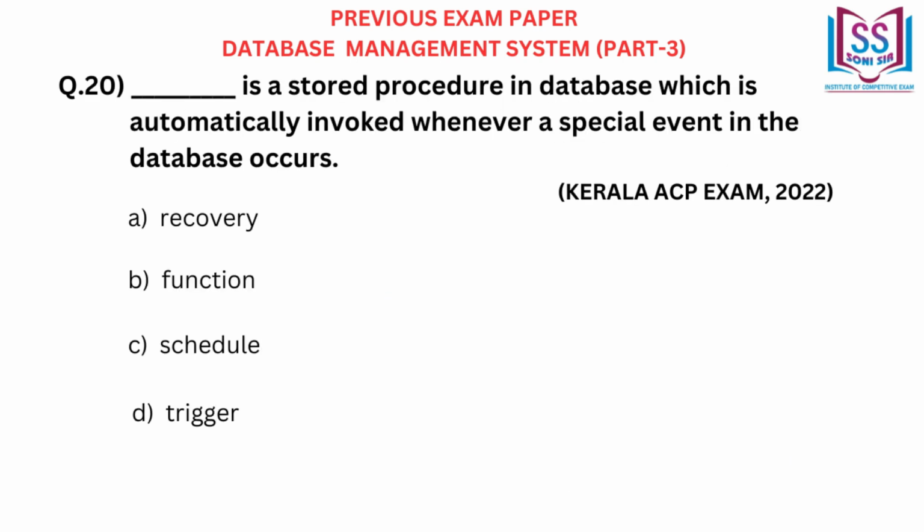Dash is a stored procedure in database which is automatically invoked whenever a special event in the database occurs. A. Recovery. B. Function. C. Schedule. D. Trigger. Correct answer D. Trigger.